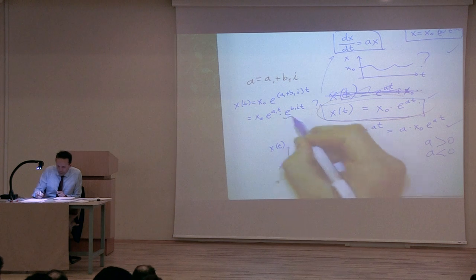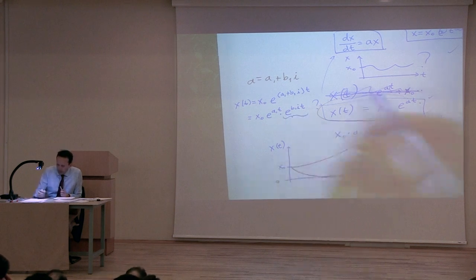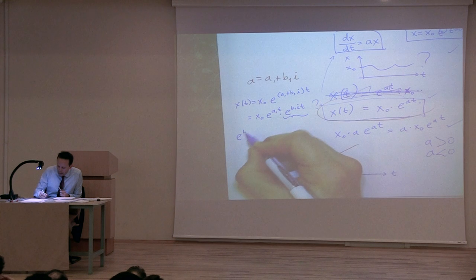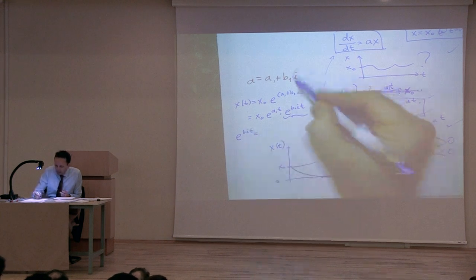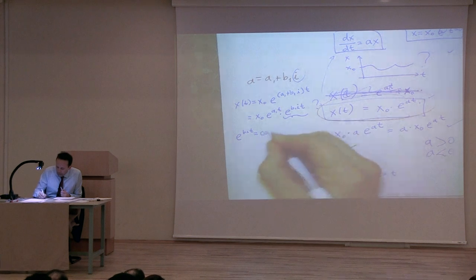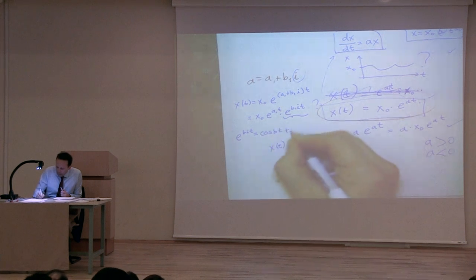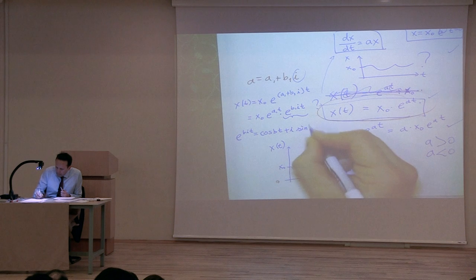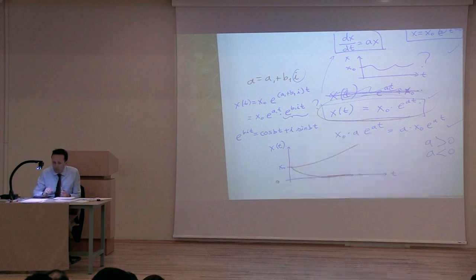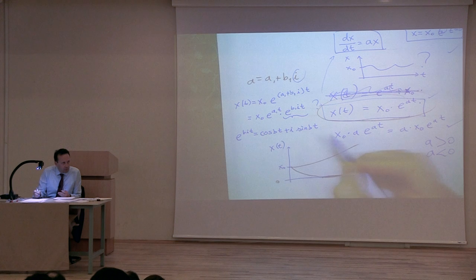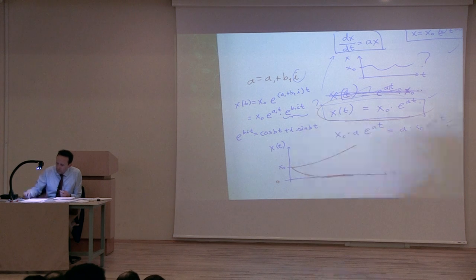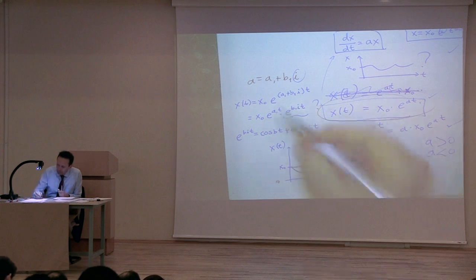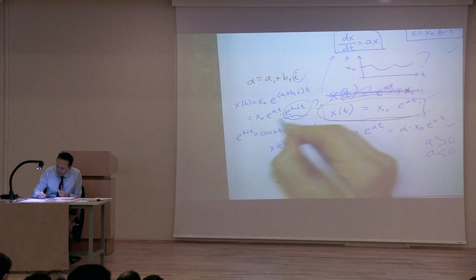So this one here will look like this. This e to the power b i t, with i being the complex number here, will be cosine bt plus i sine bt. Right? You can write this exponential as a function of cosines and sines. So this part here is nothing but an oscillation.